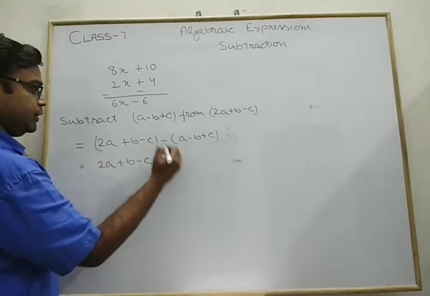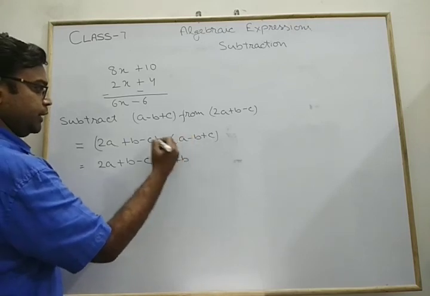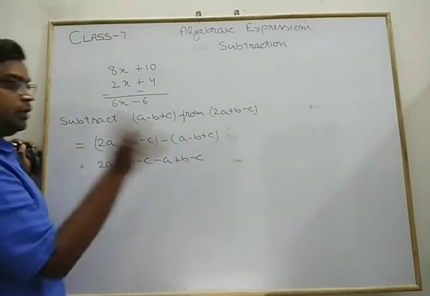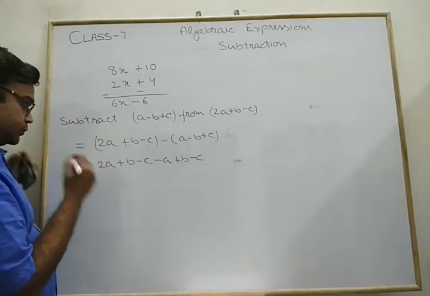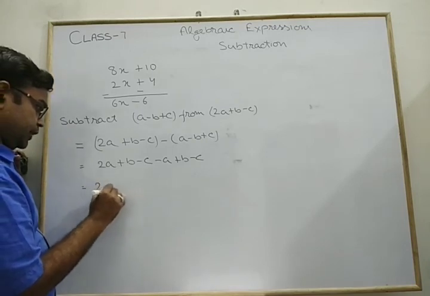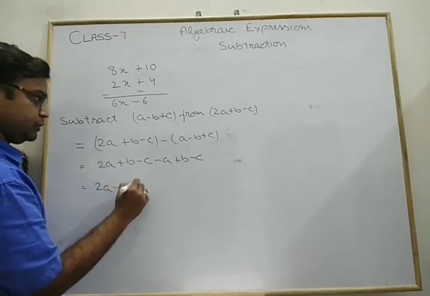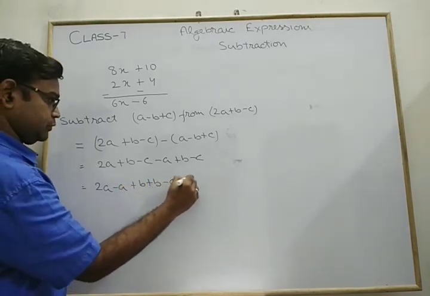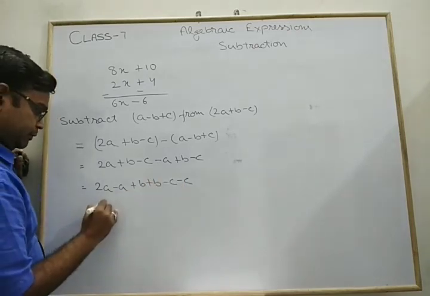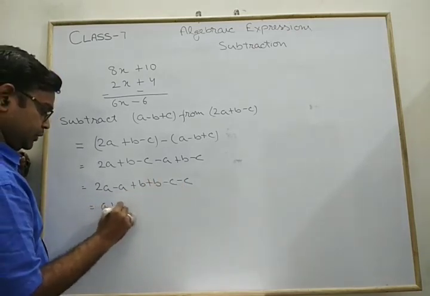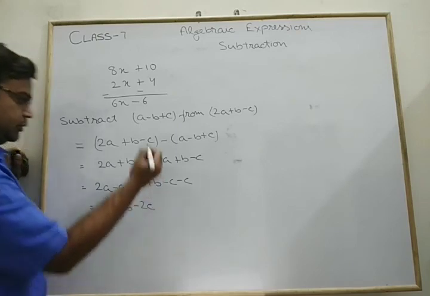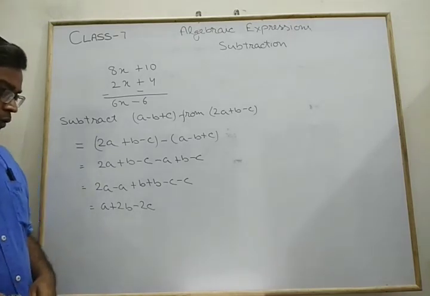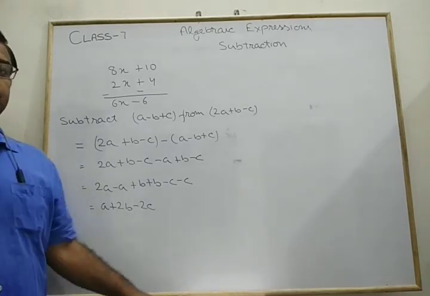It's minus a, minus into minus is plus b, minus into plus is minus c, and then we check whether we have opposite signs of the same like terms. It's better to bring like terms to one place. So what we write: 2a minus a is a, plus b plus b is 2b, minus c minus c is minus 2c. Likewise, you can solve the questions given in your book. So, I hope you are able to understand this concept.